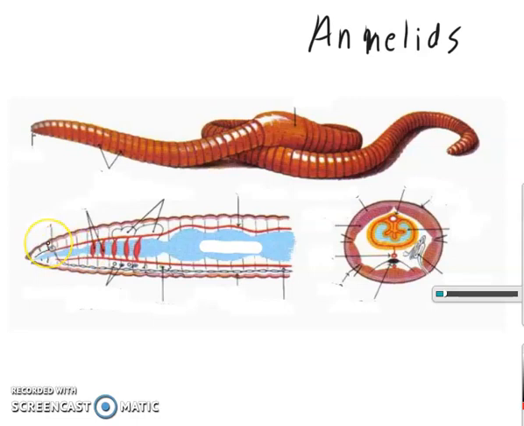So first off, we have the head over here. That one's pretty easy, of course. Then up next we have the setae, and they're hair-like structures. They help the earthworm move. Also, when you try to pull an earthworm out of a hole, you sometimes can't pull it out because these hair-like structures are grasping onto the hole.